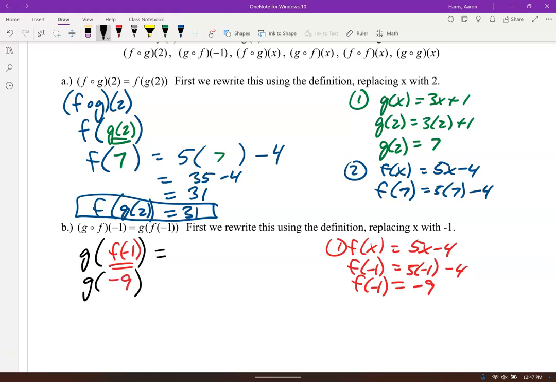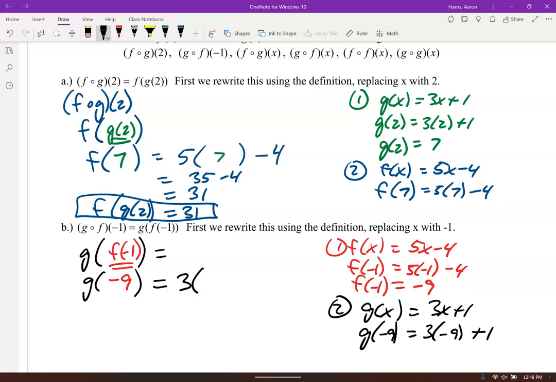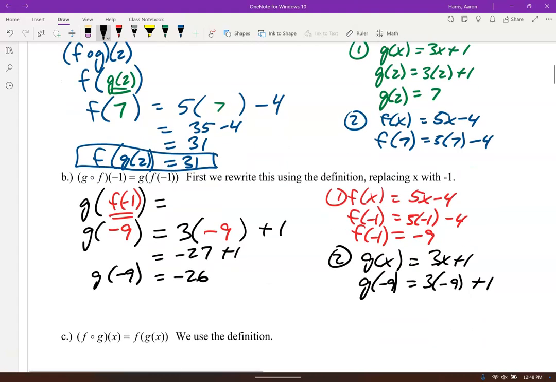And now I say, well, g of -9 then. I know g of x is 3x plus 1, so -9 goes in. F of -1 goes in, which is -9. So we got -27 plus 1, so we got -26. That's g of -9. So in other words, g of f of -1 is -26.